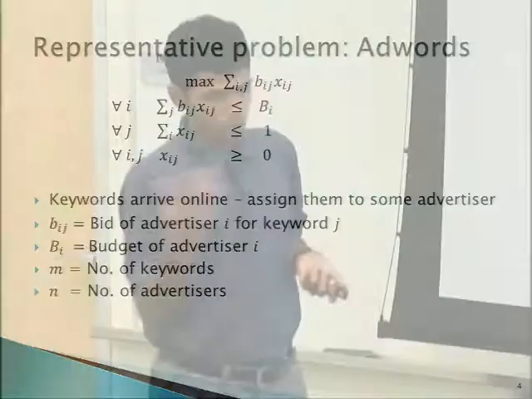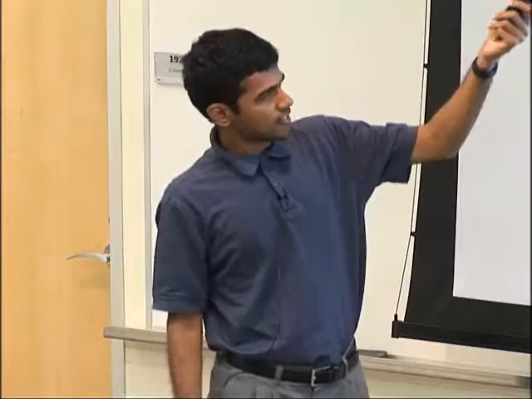So basically you have a bipartite graph. One side is advertisers. The other side is queries. These queries are arriving online. And these advertisers have specified bids on these queries. So Bij is the bid of advertiser i on query j. And as soon as a query arrives, the algorithm designer, or the search engine here, has to assign this query to one of the advertisers or drop it if he wills.